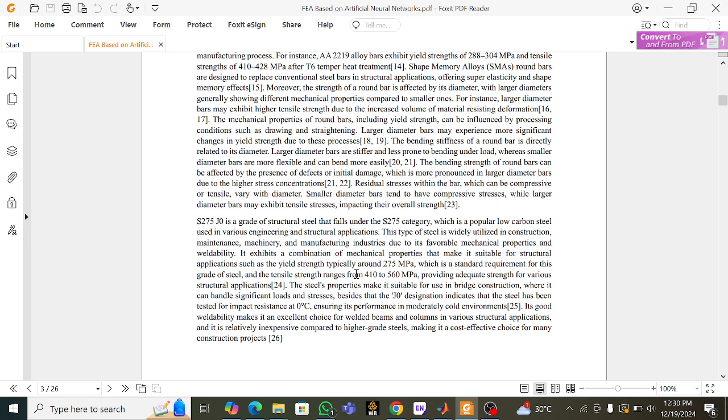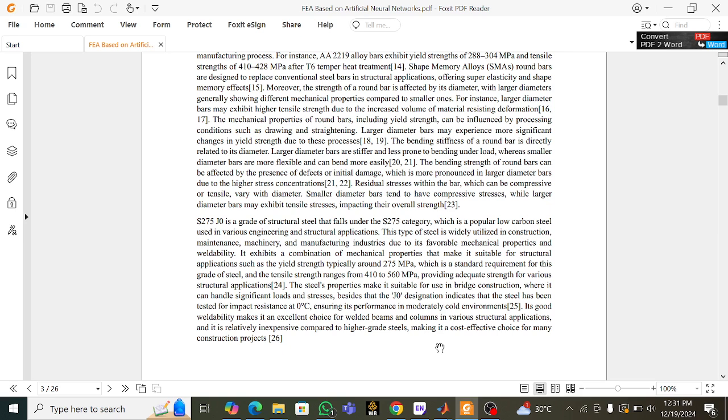This is a type of steel widely used in construction, maintenance, machinery, and the manufacturing industry due to its favorable mechanical properties and weldability. This steel is used in marine applications as well as bridges, where we need to handle a significant load. Besides that, the J0 designation indicates that the steel has been tested for impact resistance at 0 degrees centigrade, ensuring its performance in moderately cold temperatures.